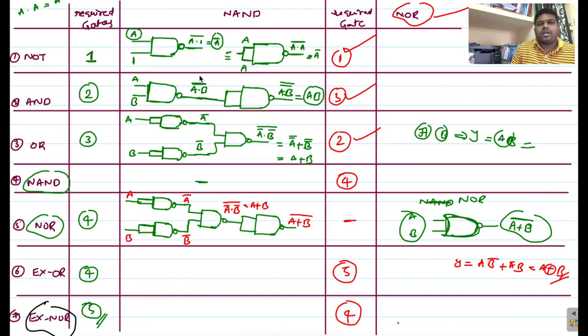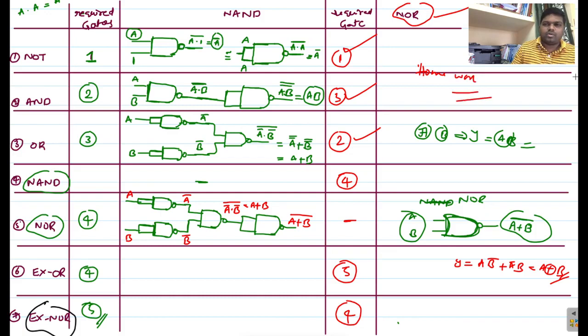To implement a NOT gate, 1 NOR gate is enough. But to implement AND gates we require 3 NOR gates. To implement OR logic we require 2 NOR gates, and to implement NAND logic we require 4 NOR gates. For NOR we don't require any realization, and for XOR logic we require 5 NOR gates. For XNOR logic we require 4 NOR gates. Okay, so this is homework for you.